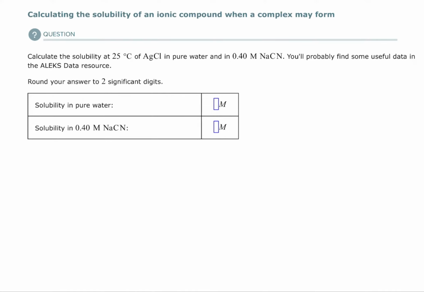They've got silver chloride. Chlorine on its own would dissolve very well, usually. Most chlorides will dissolve in water. Silver is one of those weird ones that doesn't really dissolve. It's kind of an exception to the solubility rule. And so you would really just look this up in Aleks.